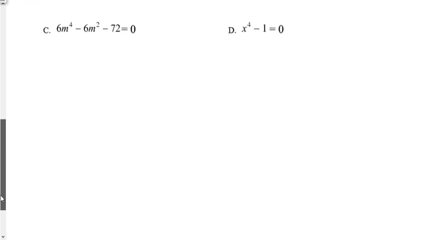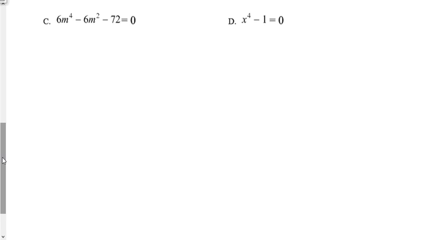Alright, let's look at C, and then we'll look at D, and then we'll be done. Alright, so for C, 6m to the 4th minus 6m squared minus 72 equals 0. I can actually factor out a 6 here, which is going to be really nice.